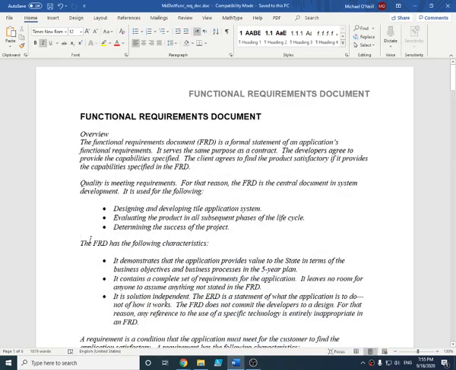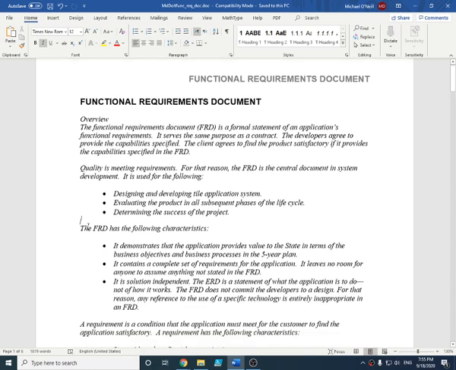Okay, just a quick walkthrough of the functional requirements document. This is an example from the Maryland Department of Information Technology. This is a good one. This is way and above what you will need to do, so I would like to tell you what to pay attention to and what to skip over.